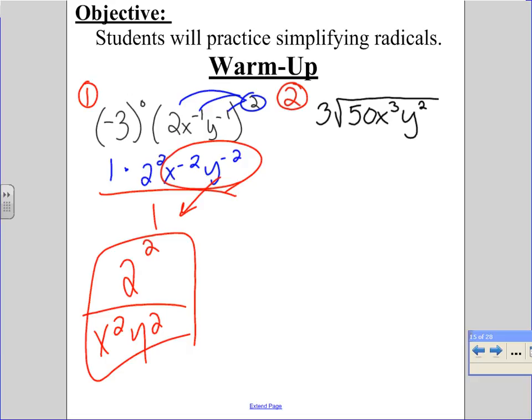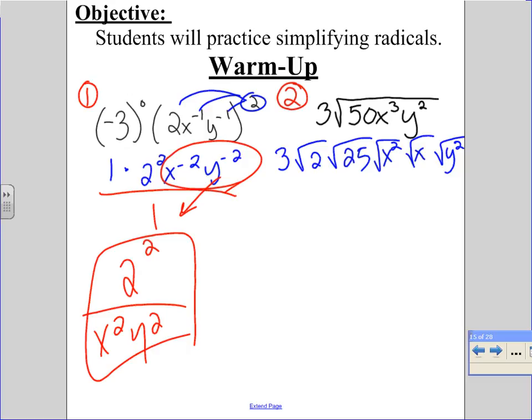Raise your hand if you got that right. Oh, good. You guys are doing better. Okay, number 2. This one we just spent Friday on, so I'm not sure how this is going to go. What should we break 50 down into? Well, good. So we have 3. I'm going to leave the 3 in front. We are changing 50 to 25 and 2. What can we change x cubed to? Jackie? Good. X squared and x, and I'm going to leave y squared inside the radical.